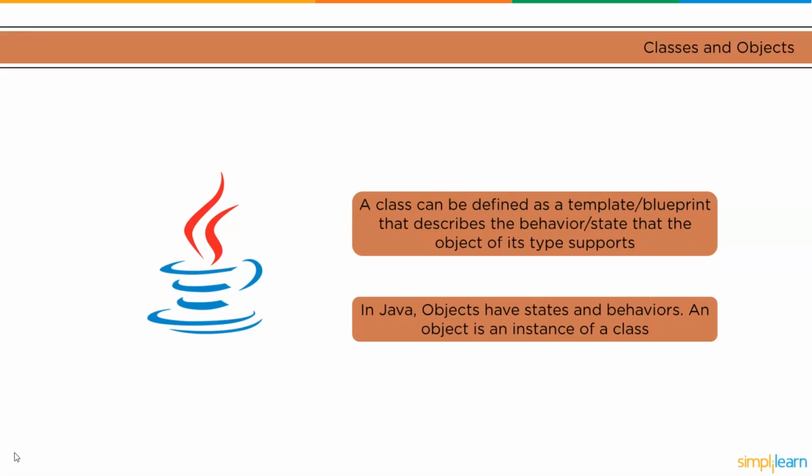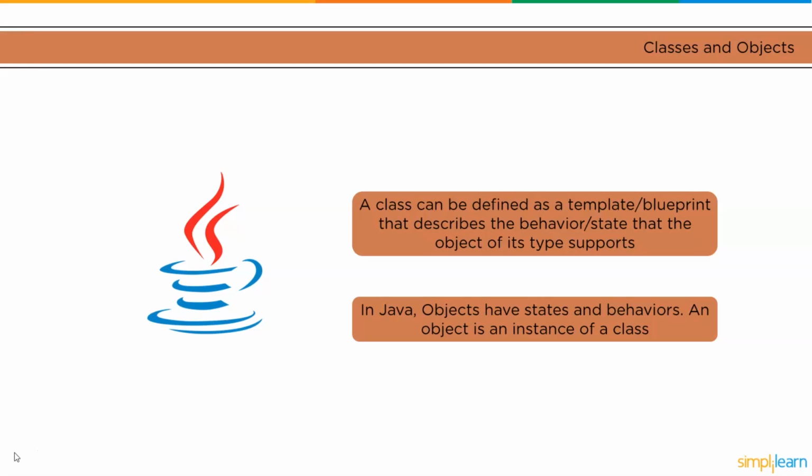So classes can be defined as a template or a blueprint that describes the behavior or state that the object of its type supports. And in Java, the objects have states and behaviors. An object is an instance of the class. Okay, it sounds a little complicated. Let me break this down through using some simple concepts.